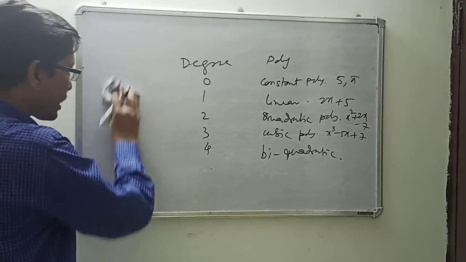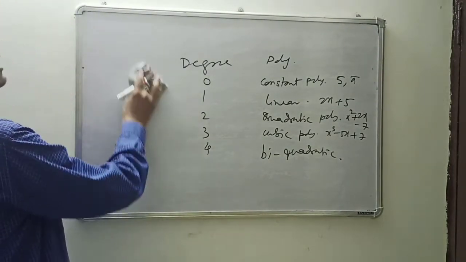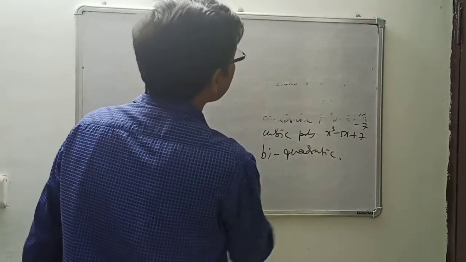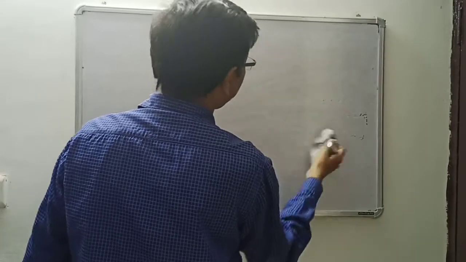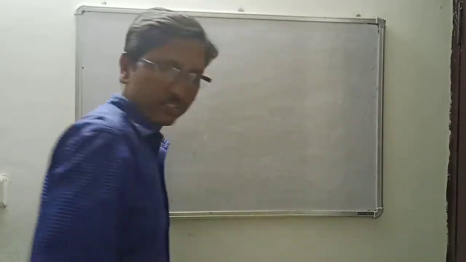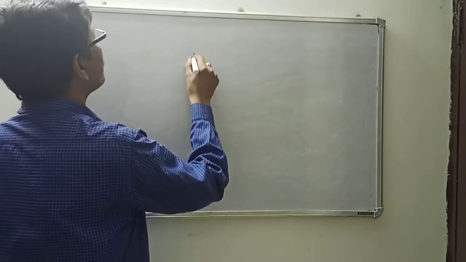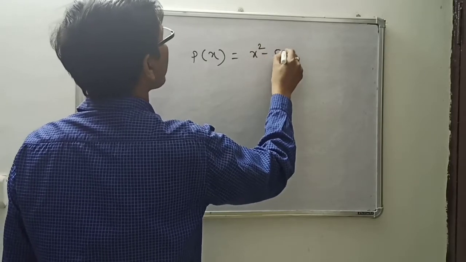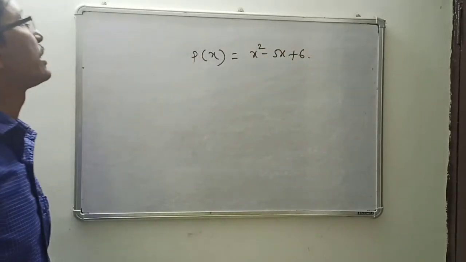Now we go to the quadratic polynomial and its zeros. The zero of a polynomial needs to be known. So what does the zero of a polynomial mean? First of all, let us find the value of a polynomial. Suppose you have a simple polynomial p(x) = x square minus 5x plus 6.